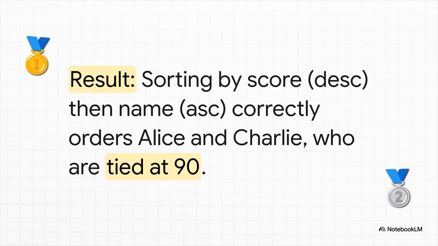And here's the proof. Look at the result. Alice and Charlie, both with 90, are at the top. And since their scores were tied, they get sorted by their name. Alice comes before Charlie. Bob, with the lower score, ends up at the bottom. All of that complex logic handled by one beautiful line of code.